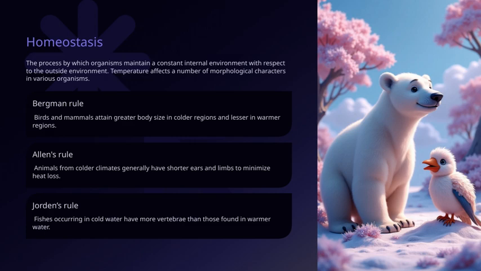Additionally, Bergmann's rule states that birds and mammals tend to attain larger body sizes in colder regions and smaller ones in warmer areas. This size variation is another way organisms adapt to their climate. And throughout all these examples, what's really key is the concept of homeostasis. It's the process by which organisms maintain a stable internal environment despite external changes, like temperature. Temperature, in particular, influences many physical features in different animals, helping them survive and thrive across diverse habitats.